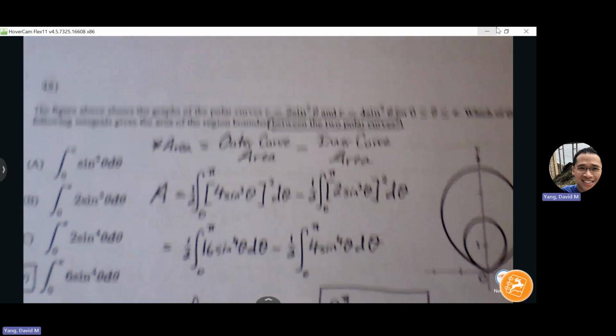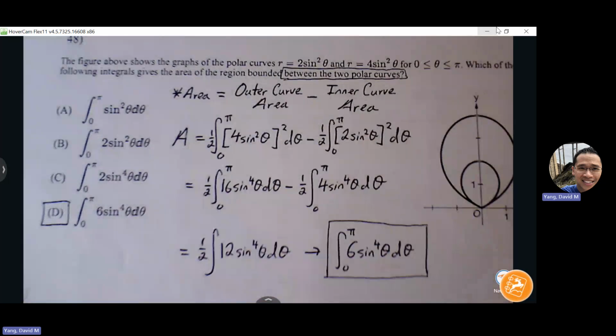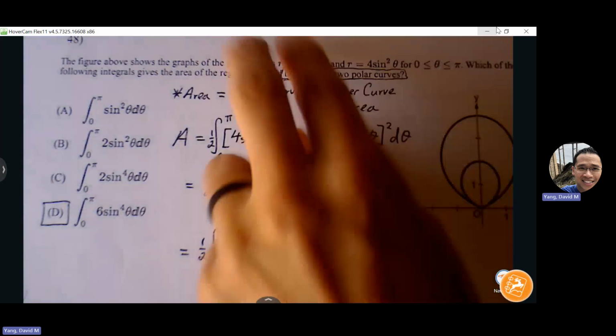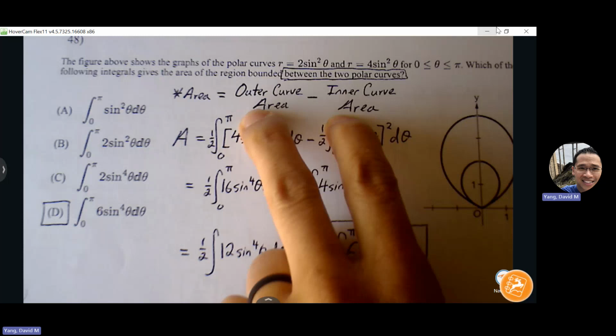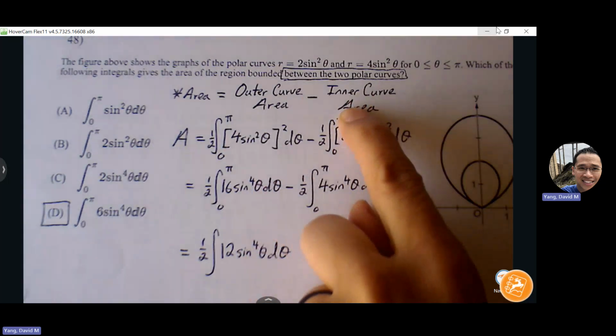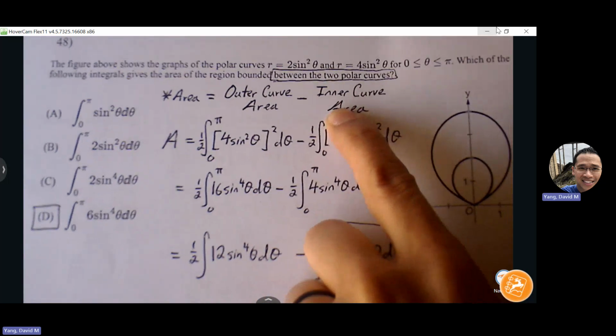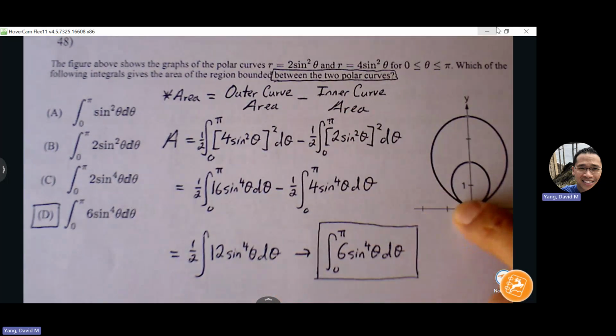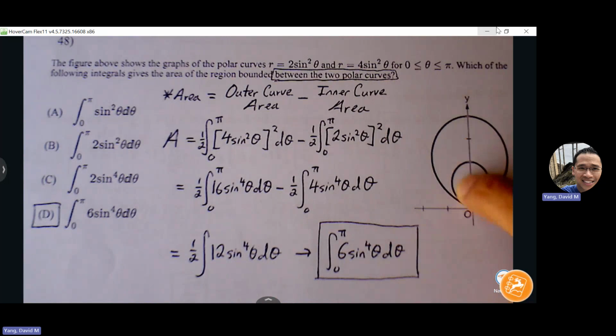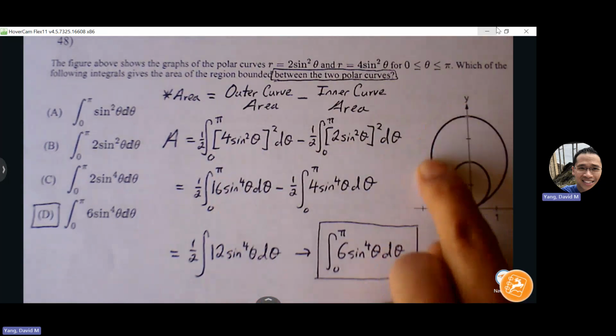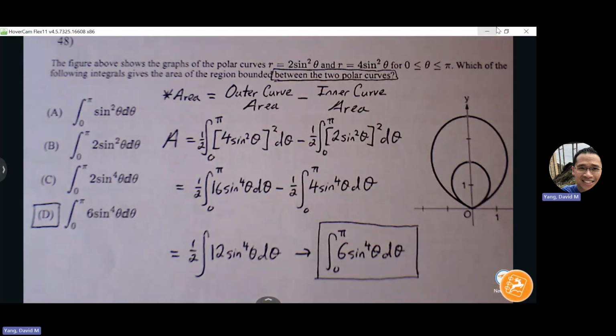Whenever you're dealing with area between two polar curves, here's the general formula. You've got to find the full outer area first, and then subtract the inner area. The reason is that every area we find has to always extend from the origin to begin with. So we find this full region, and then subtract the inner region, and that will give us the remaining portion we're looking for.